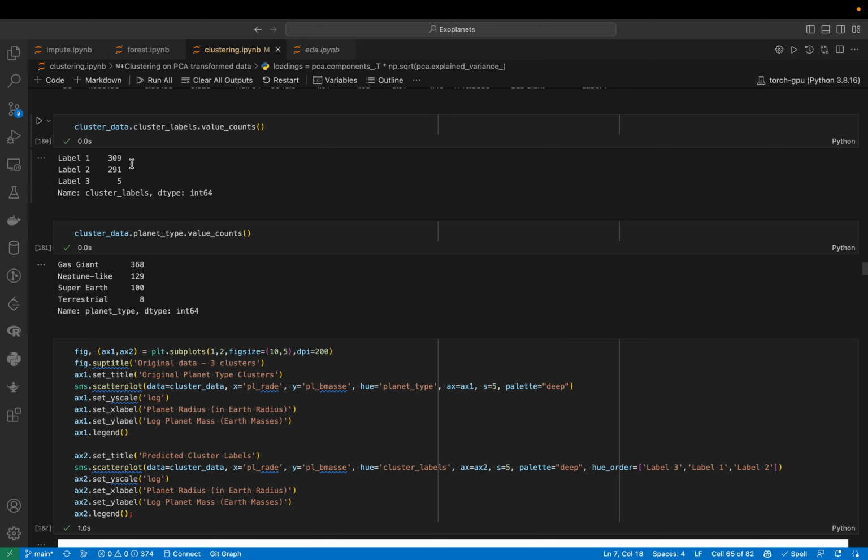And our clustering algorithm with the original data, without any log transformations or PCA, gives us this clustered set of data points. You can see it's not perfect, but there are some distinct regions, and most of the data points are mixed here. And label 3 is just 5 data points, so it's not doing a good job.